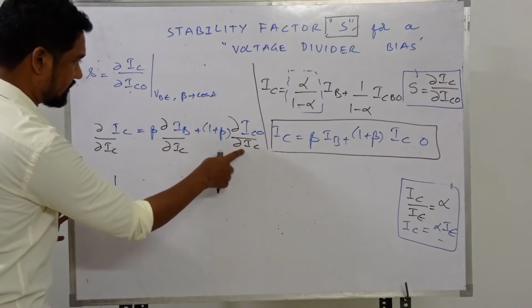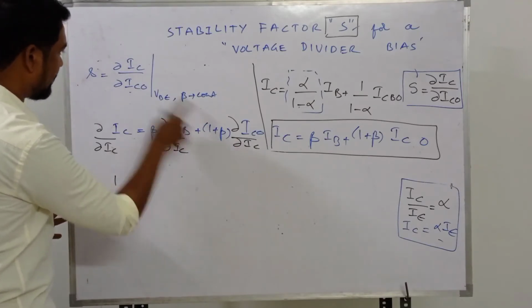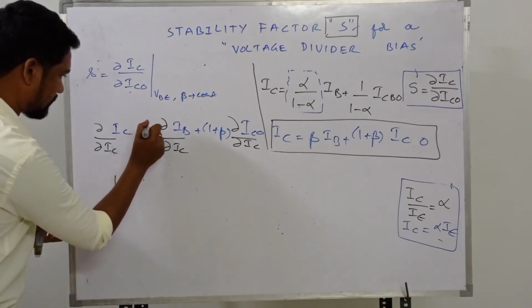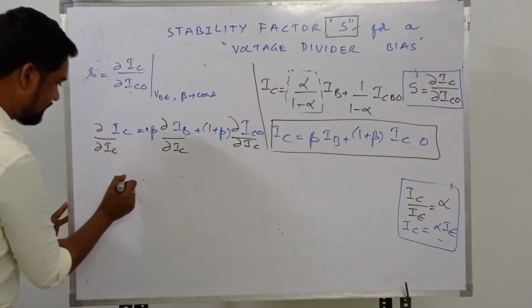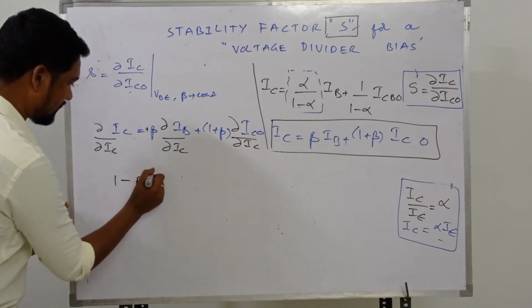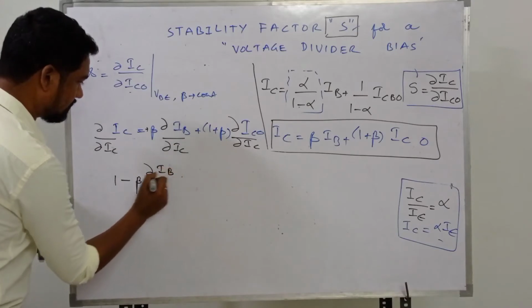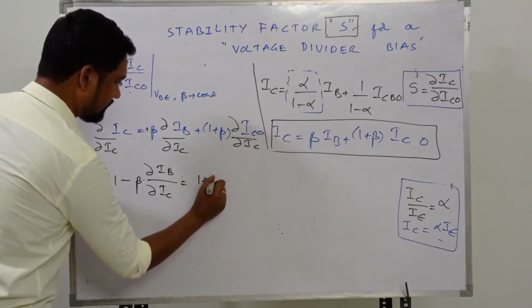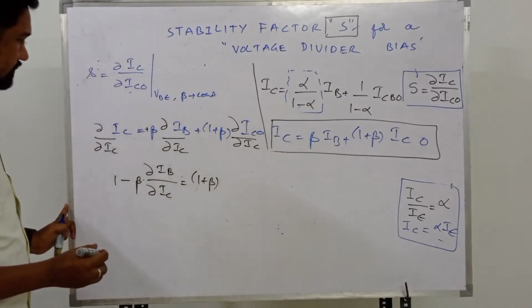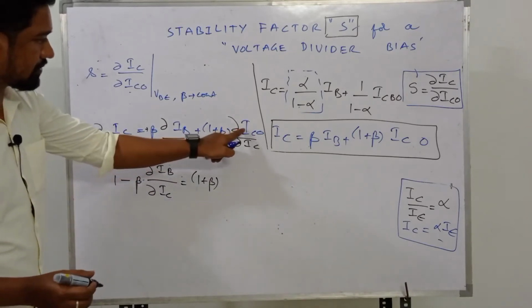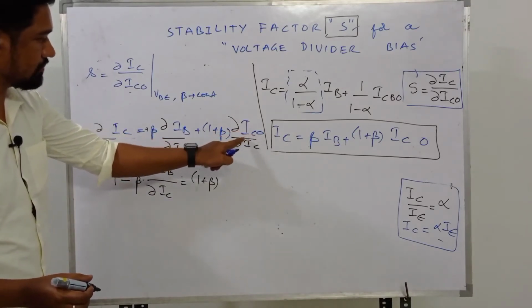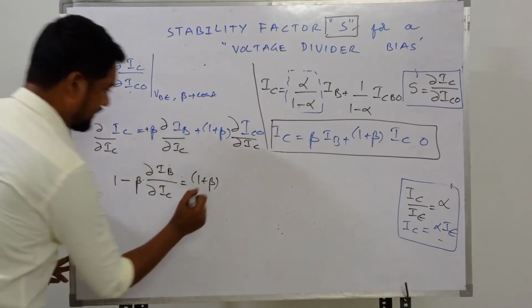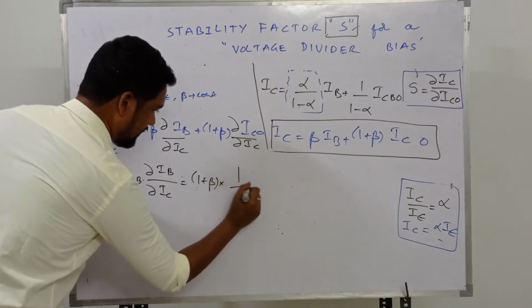We are in search of this one, isn't it? Yeah, we have S over here. S, it's in reverse, right? And here it's a positive this side. Shifting to LHS, that will be negative beta ∂IB by ∂IC, which is equal to 1 plus beta. What is this? According to the definition, S is ∂IC by ∂ICO. It's a 1 by S, into 1 by S.